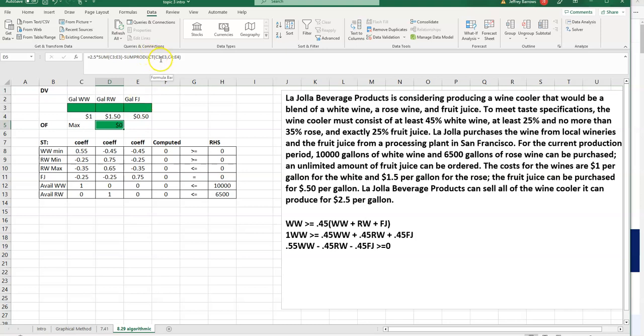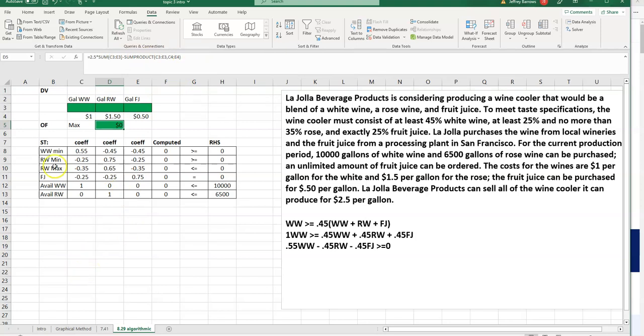And then I have used the sum product function here to compute the cost. The cost is $1 for each gallon of white, $1.50 for each gallon of rose, and 50 cents for each gallon of fruit juice. So the sum product of the decision variables times the respective costs will give me the cost of the products that I must purchase here. Again, I'm going to provide this sheet for you so you can take a look at that formula, but remember that profit is the revenue minus the cost.